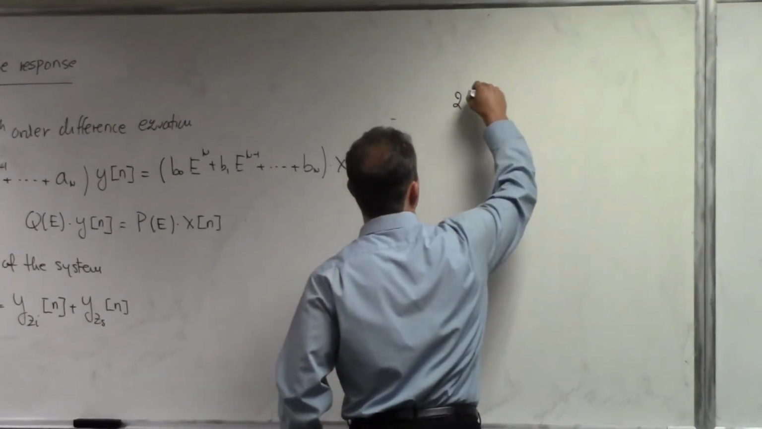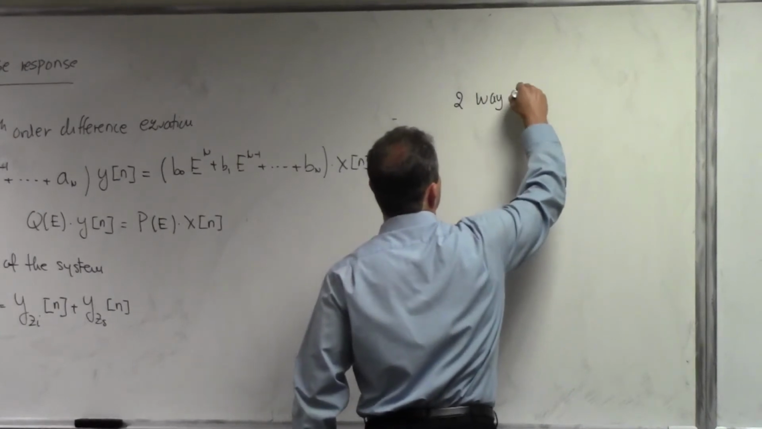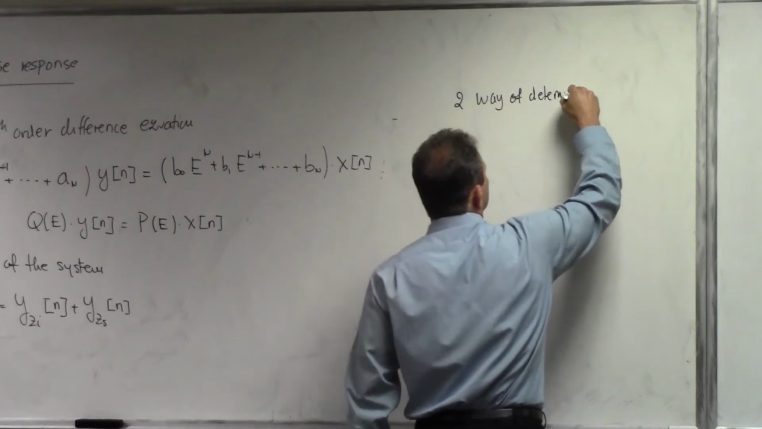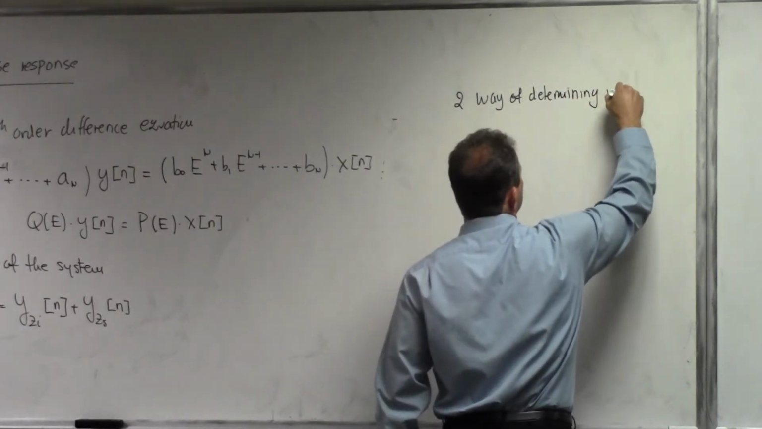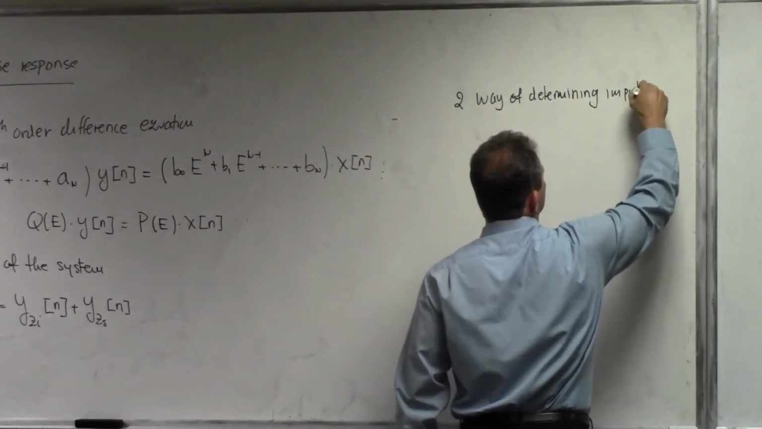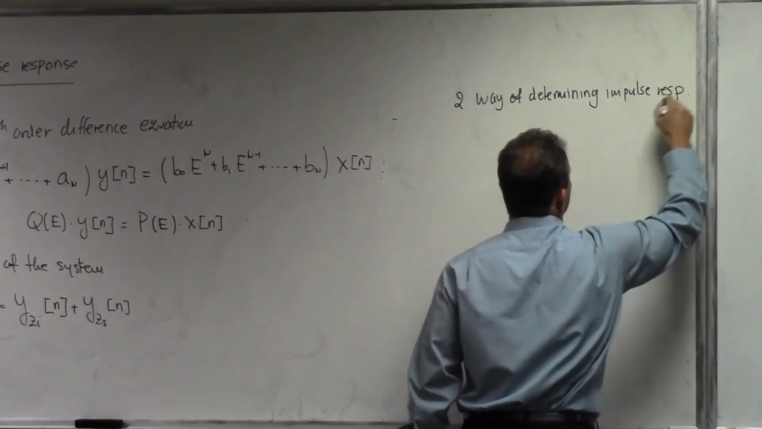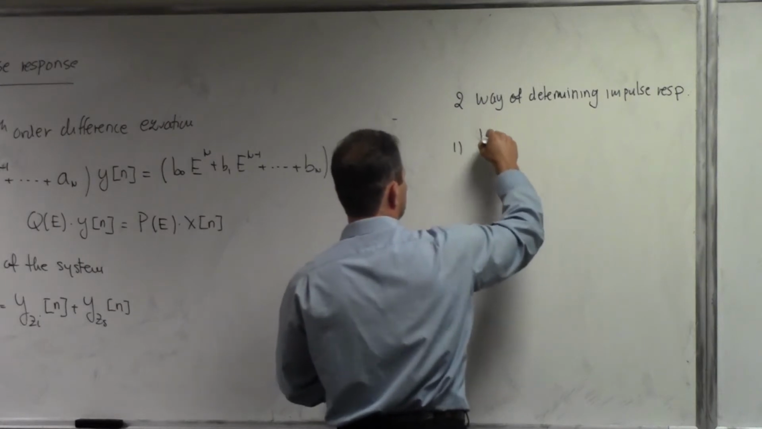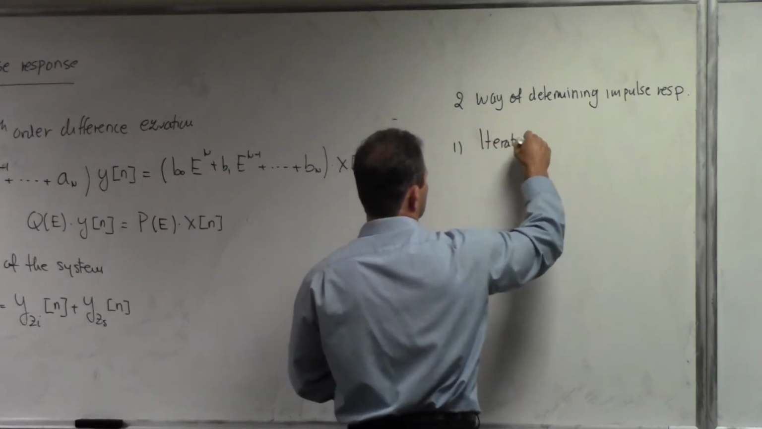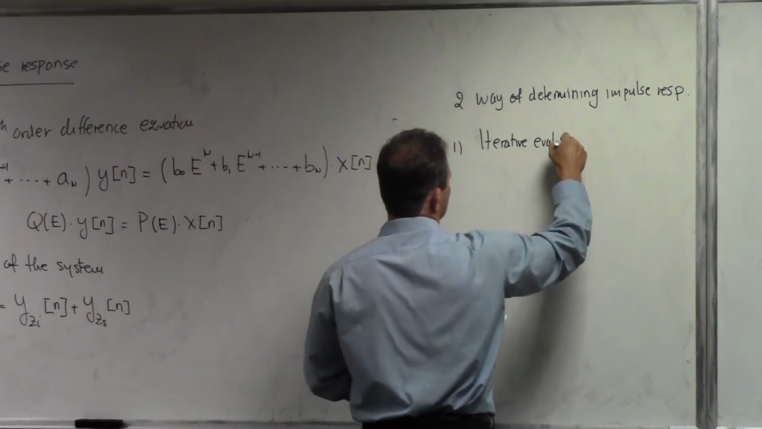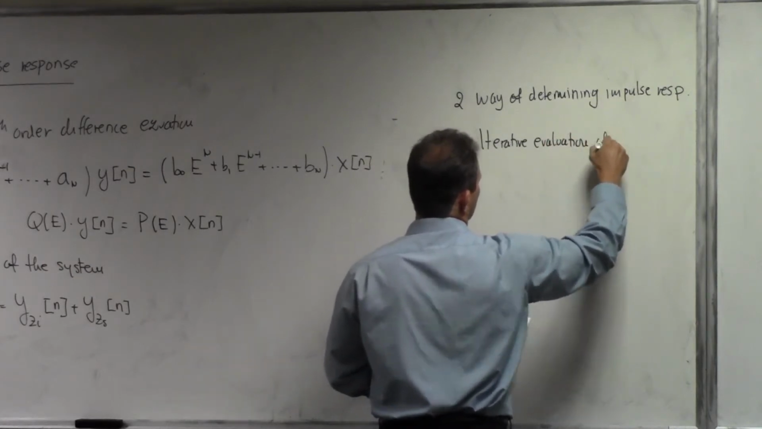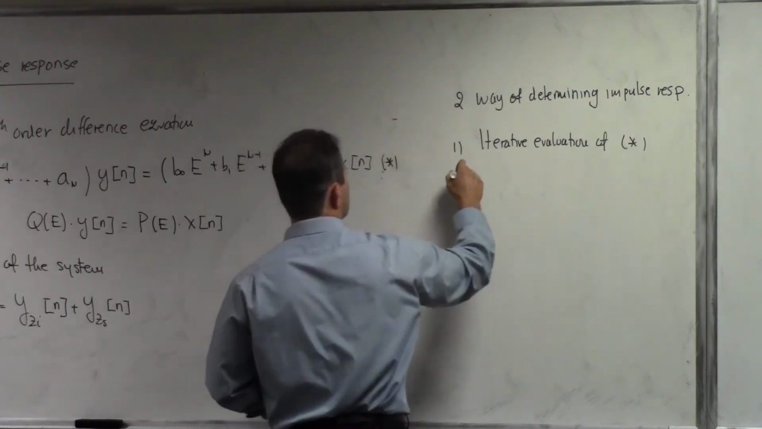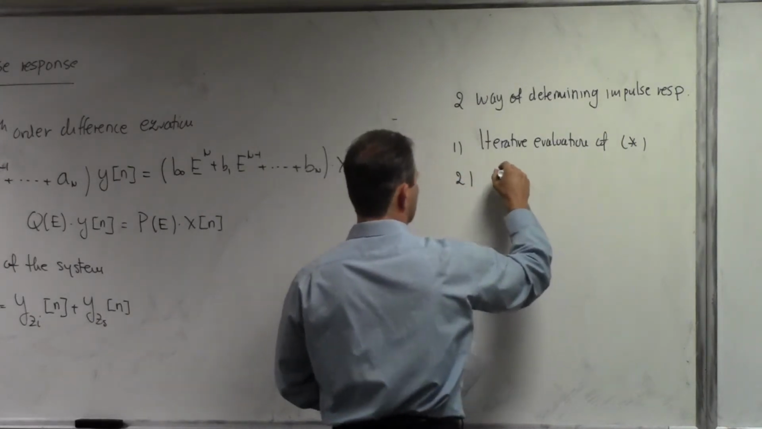So let me just summarize what I just said. Two ways of determining impulse response. The first one is direct evaluation or iterative evaluation of the difference equation, this guy here. And the second one is closed form solution.